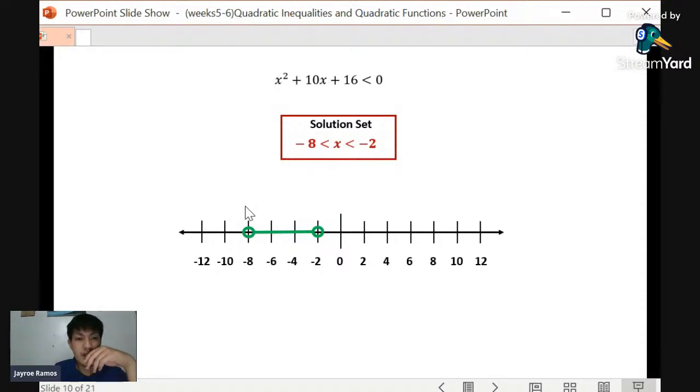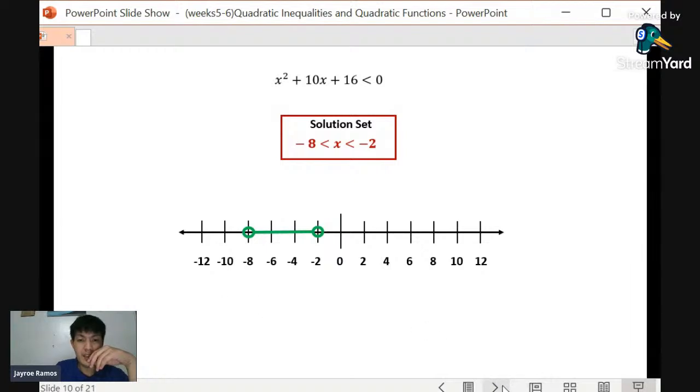If we're going to put this in a simpler language, yung mas madaling maintindihan, ang x daw, based on the solution set, ay mas malaki sa negative 8, pero mas maliit sa negative 2. So therefore, nandito yan sa part na yan. Okay, nandito yan. Mas malaki sa negative 8, so going to the right yon, di ba? Pero mas maliit sa negative 2, so going to the left. So magsasalubong sila. So I hope naintindihan yon. So kaya ganito po yung ating solution set or yung graph.